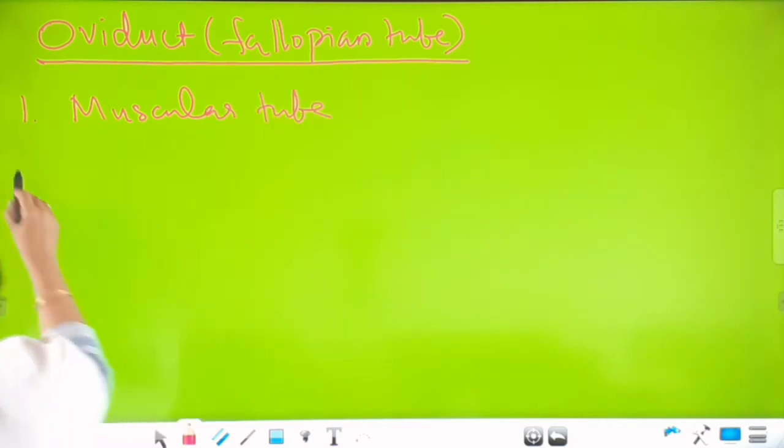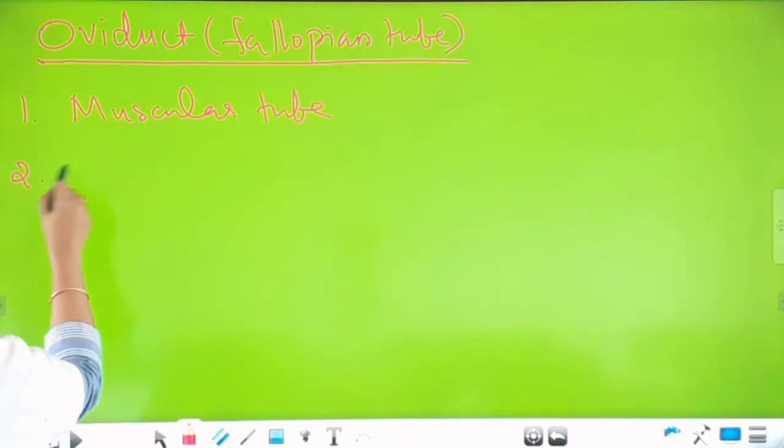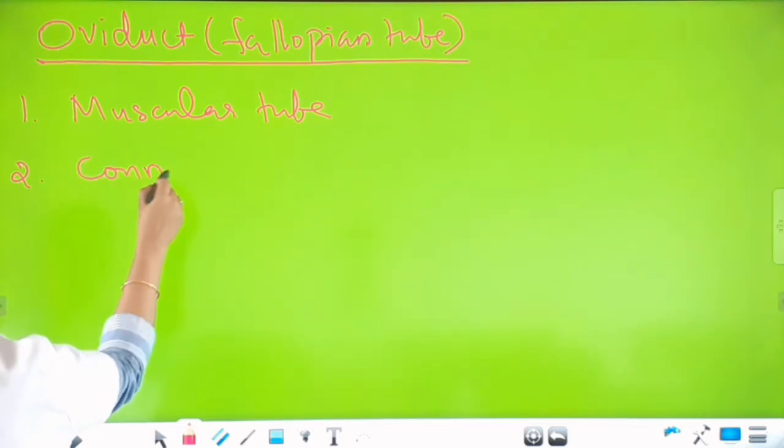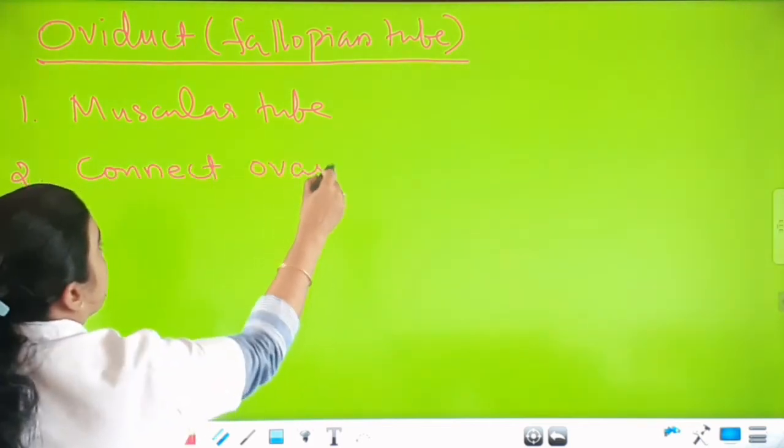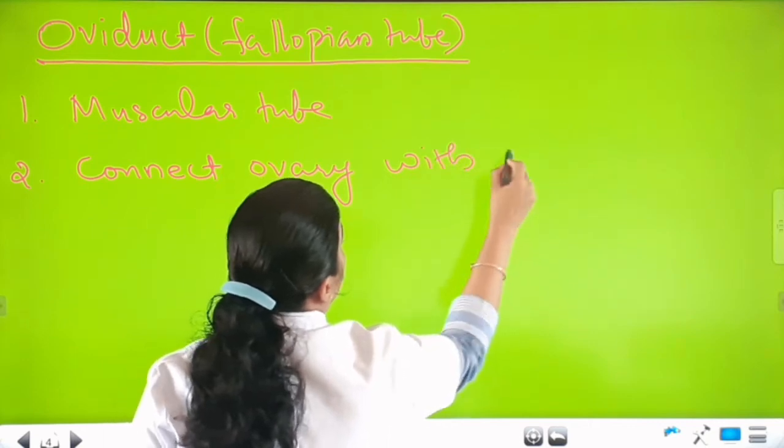And actually, so the first point we can write: this is a muscular tube. And the second point we can write: that connects the ovary with the uterus.